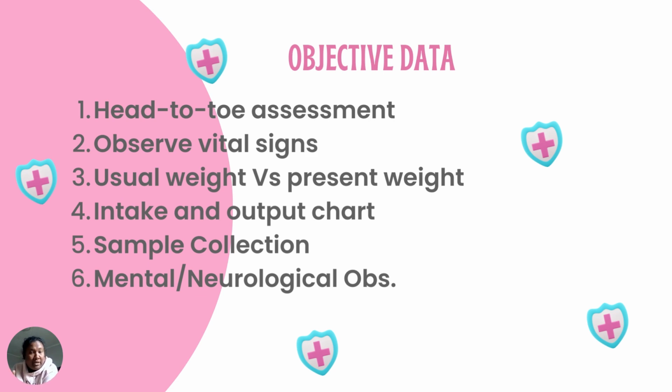Intake and output chart, if it's available, you can obtain and record it in your objective data. And sample collection in the objective data, you can obviously record the urine sample you have taken or the blood sample. All could be included. It could also become a useful data. And as I've told earlier, you take mental or neurological data where you rule out any delirium or confusion or anything in the patient. All right, so these are the set of my objective data.